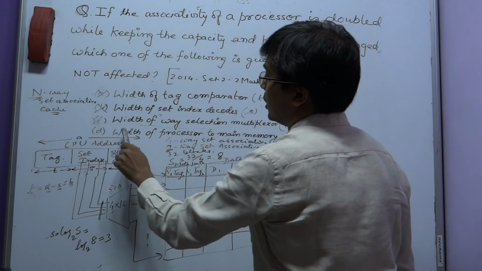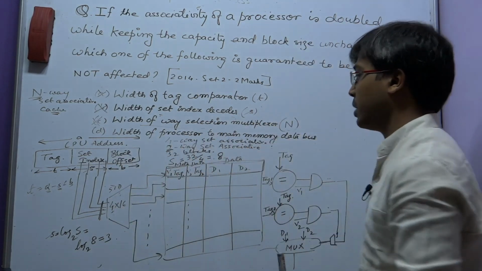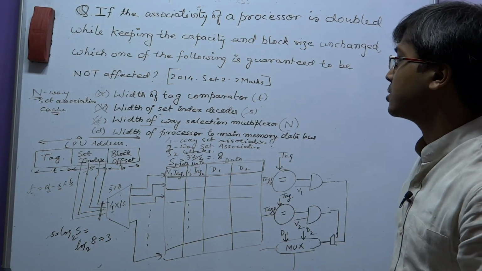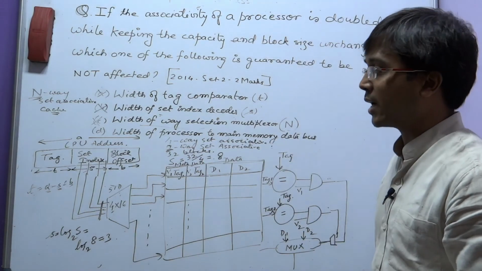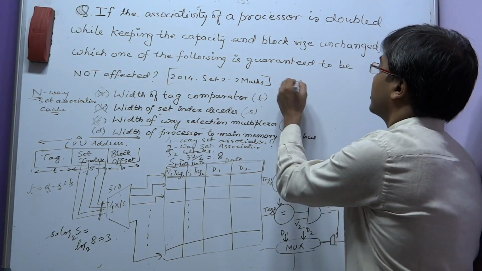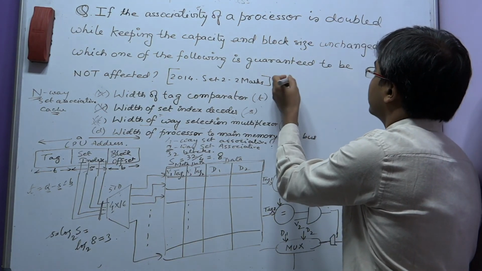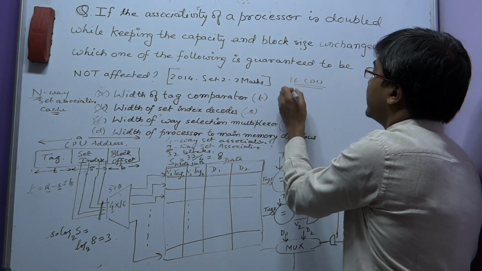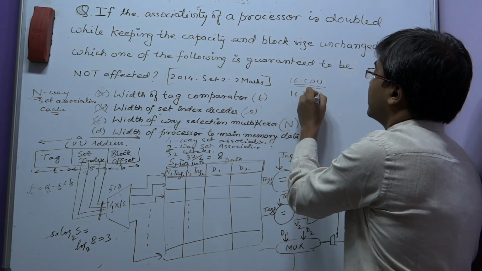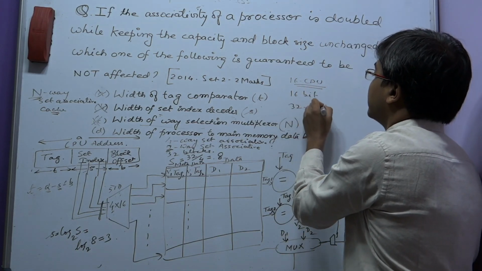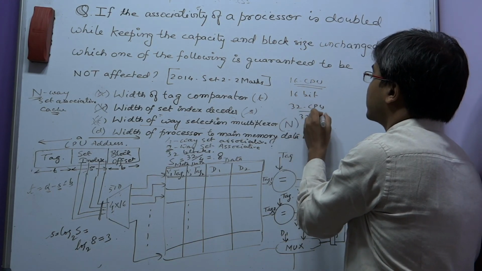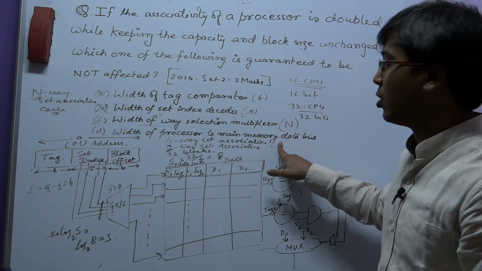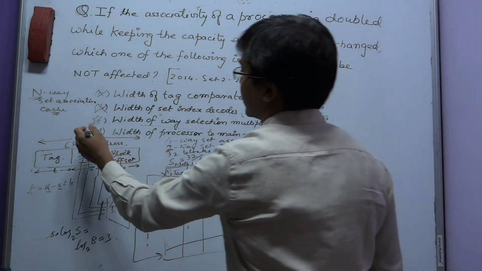So we are remaining with only one option, that is the width of the processor to main memory data bus. This one is the odd one, and the width of the main memory data bus is in no way affected by the associativity of the cache. It is determined by the width of the CPU, or the specification of the CPU. If the CPU is 16 bits wide, then usually the width of the data bus would also be 16 bits. If the CPU is 32 bits wide, then the width of the data bus would also be 32 bits. So this is not affected by the change in the value of n or the associativity of the cache. So this would be the correct answer.